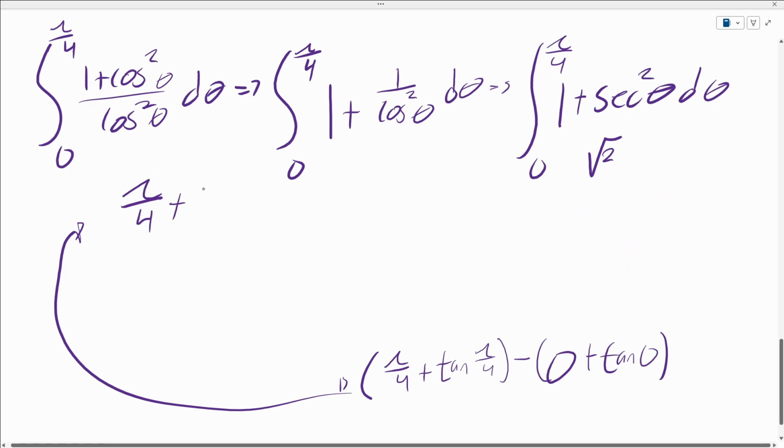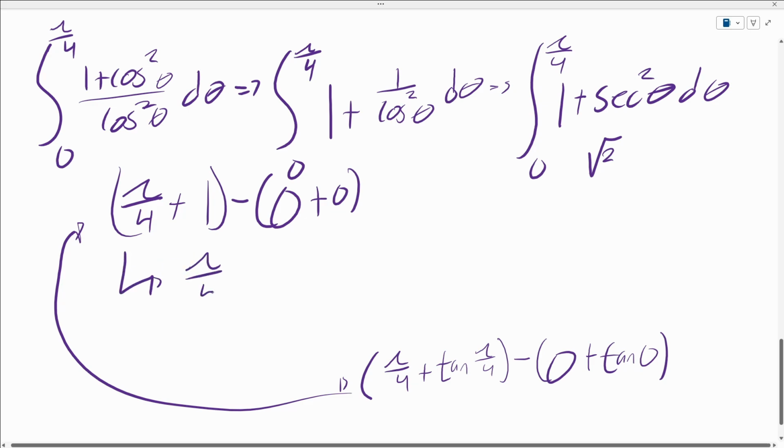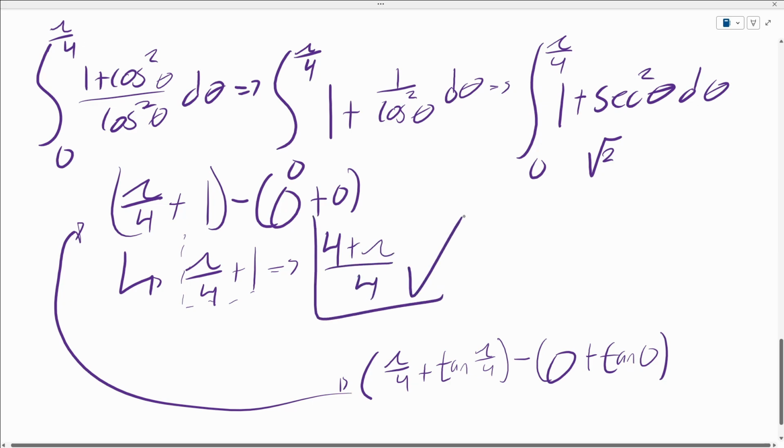So we'll have pi over 4 plus 1 minus 0, and then tangent of 0 is 0 as well. If you don't have an angle, you won't have any sides. So then our final solution is just pi over 4 plus 1. We can leave it like this, but if we use the same trick on our 1 that we used to break up our integral in the first step, we'll be left off with 4 plus pi over 4 over 4. And that is our final solution.